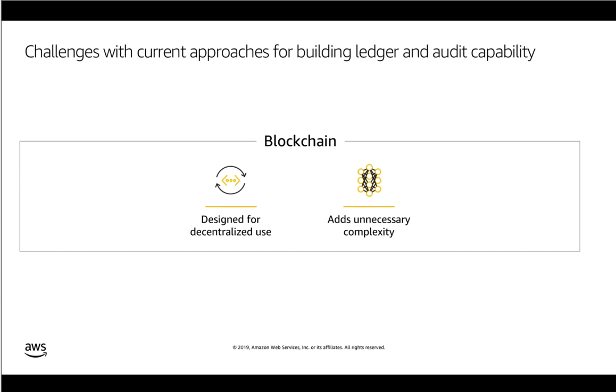Additionally, some customers are trying to use blockchain frameworks, which consist of decentralized ledgers. However, blockchain networks are meant for a different purpose, specifically for decentralized use cases where there are two or more parties or peers who are working together. So this setup can cause unnecessary complexity for customers who just need a centralized application with some sort of a ledger.